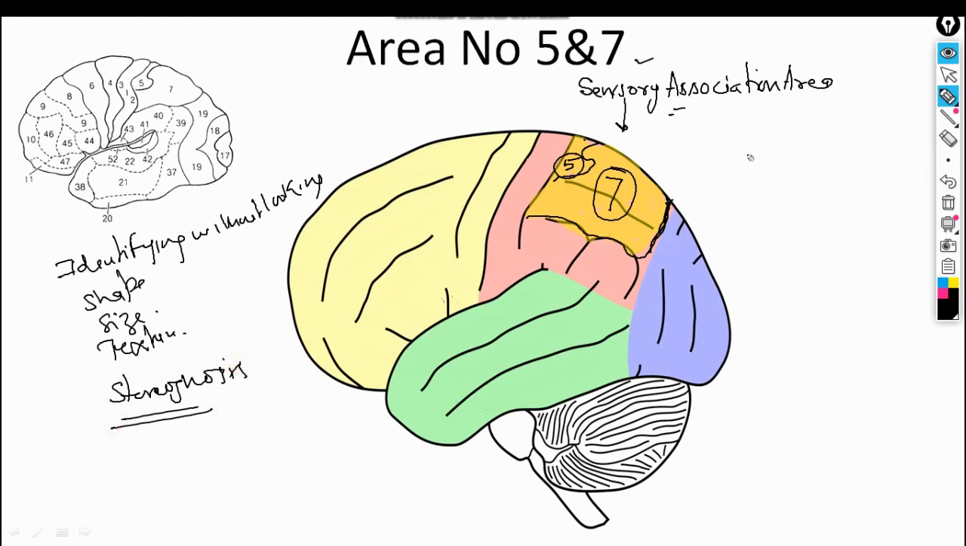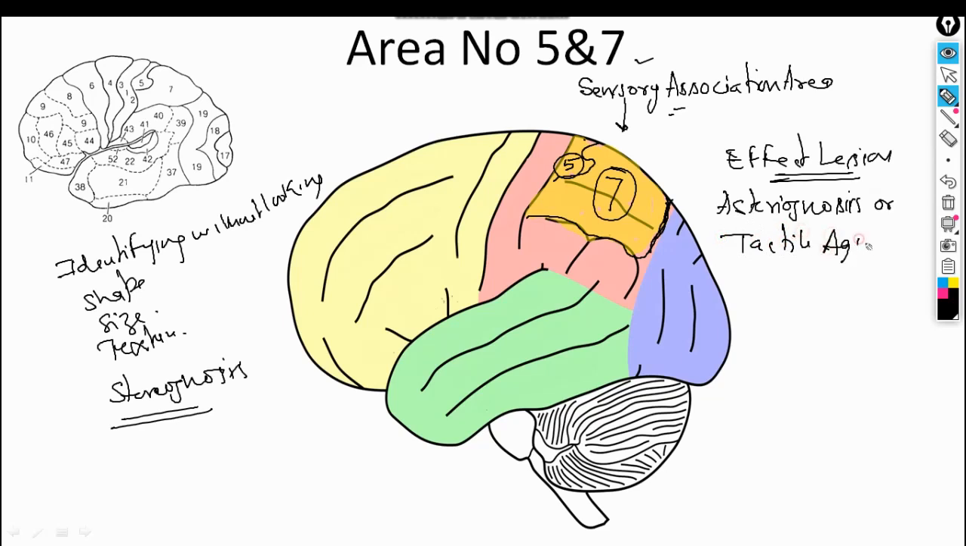What will be the effect of the lesion? This is also asked. The effect of the lesion: one, failure to do stereognosis. Clear? This is tactile agnosia.